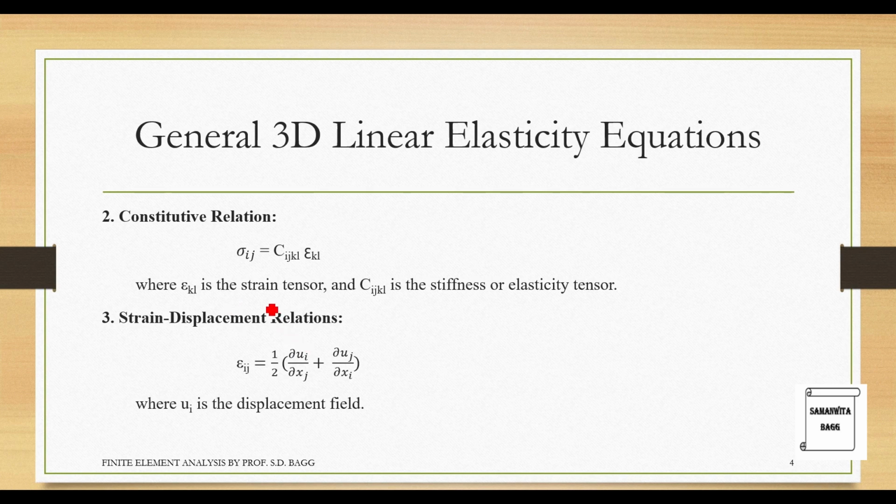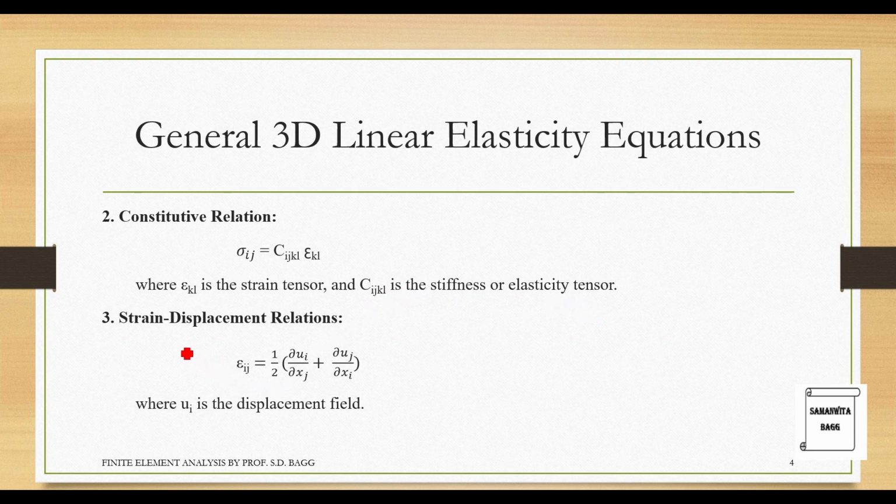σij is equal to Cijkl into εkl, where εkl is the strain tensor. You must be aware that tensor is the body forces or strain or stress acting on the body along multiple dimensions. When I talk about vector, it will be along 2 dimension or 3 dimension. So we are now talking about the strain tensor over the body, that is epsilon, and Cijkl is the stiffness or elasticity tensor of the body.